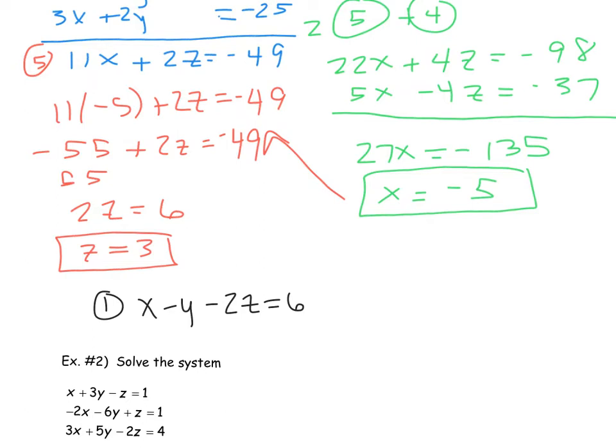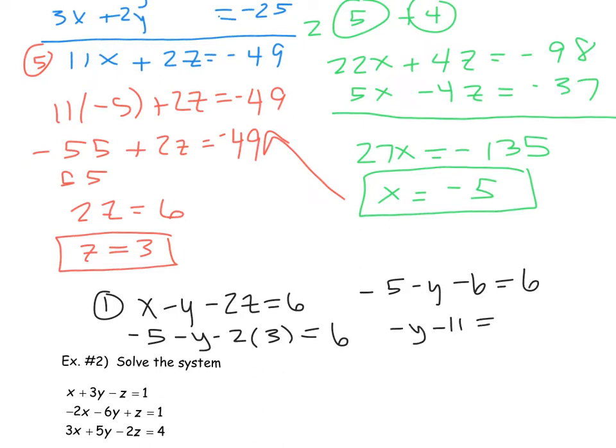Okay, so we're going to substitute x in. I got negative 5. We don't know y. Minus 2 times z, but z is 3, and that equals 6. Okay, so we have negative 5 minus y minus 6 equals 6. Well, that gives me negative y minus 11 equals 6. Add 11, I get an error. Holy Moses, what did I do wrong? Let's go back. z is 3, x is negative 5.